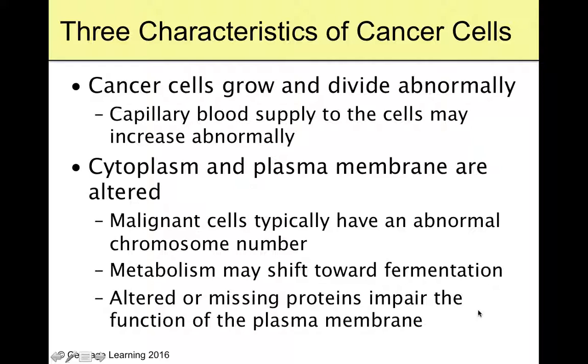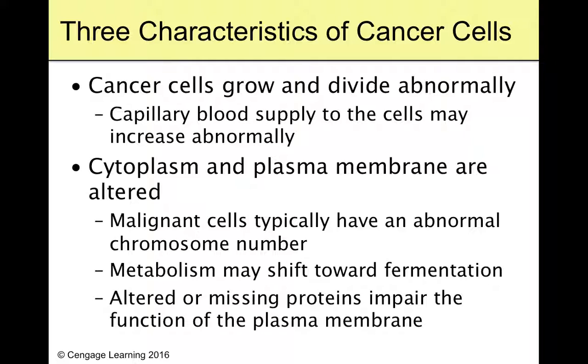So how do you know a cancer cell is a cancer cell? Well, if it grows and divides abnormally, that's probably a cancer cell. Capillary blood supplies to the cells may increase abnormally, which means cancer cells know how to feed themselves. They will create products that bring blood vessels to the cancer cell. It's called angiogenesis, to feed the cancer cell and feed the tumor.